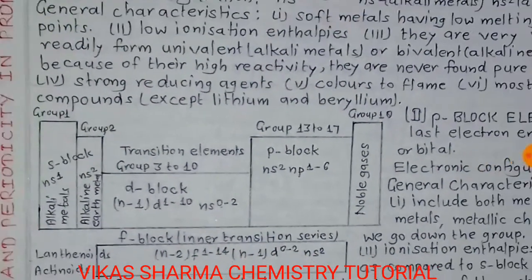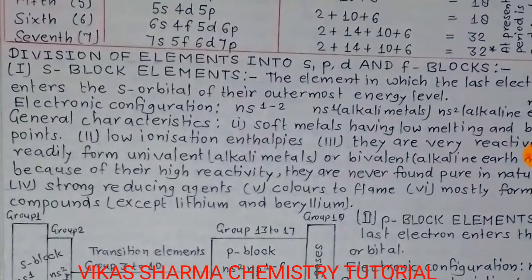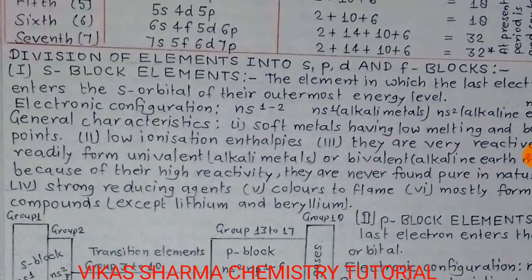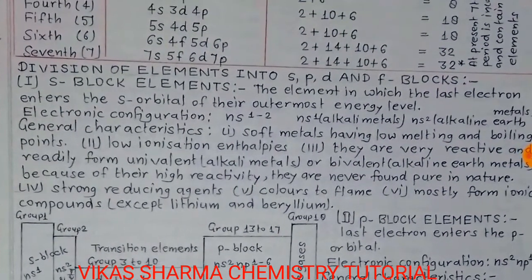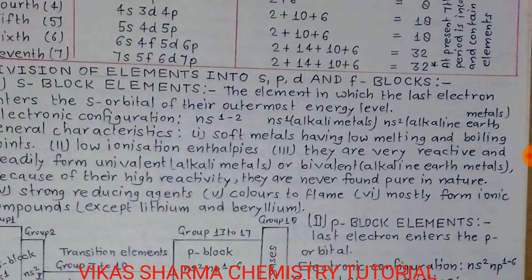So first we take the S block elements. The division of elements into S, P, D, F, and so first we take S block elements. These are the elements in which the last electron enters the S orbital of their outermost energy level. Electronic configuration is ns1 to 2. ns1 belongs to the alkali metals, ns2 to the alkaline earth metals.